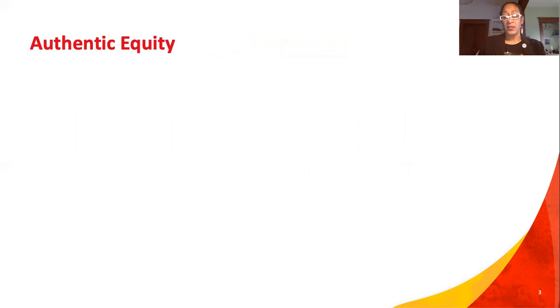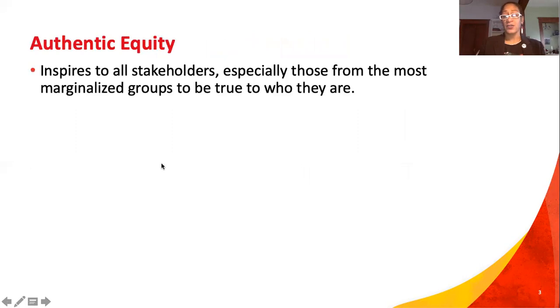So authentic equity, which is a term that I use in that paper, is that it inspires all stakeholders, especially those who are from the most marginalized groups, to be true to who they are. So this means that they are not trying to fit a different culture or description in order to participate in STEM spaces, but they're allowed to be their true selves.